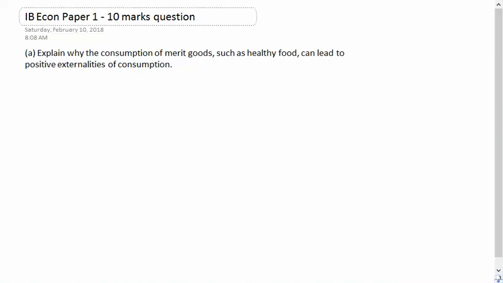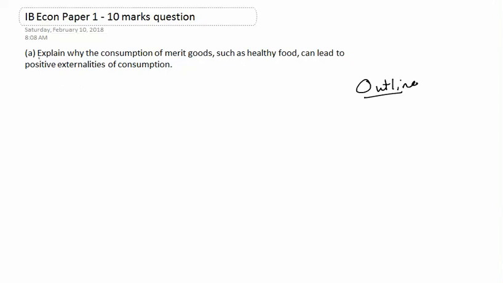The question is asking, explain why the consumption of merit goods such as healthy food can lead to positive externalities of consumption. So first thing we gotta do before we answer any question is to write our outline at the side. So remember the structure of a 10 marks question. We define, draw the graph, explain, use the example along the way. So let's start. What are our definitions?